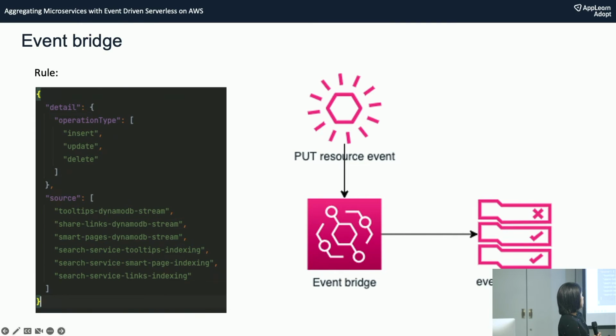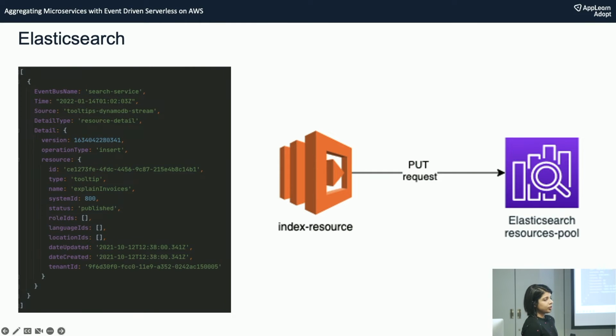So in our case on the left, you'll see the rule that we created in our event bus. It's saying that when we get a payload, we're only interested in events with a payload which has an operation type of insert, update, or delete, and we're only interested in events that are coming from the sources in that array there. So we receive that event, and it applies pattern matching, and then if it passes those rules, it will invoke the target Lambda.